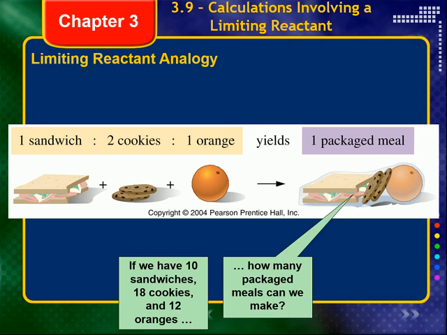No. When we go on to ask this question, how many of these packaged meals can we make, it's actually going to be the cookies. If we have 12 oranges, potentially we could make 12 lunches. If we have 10 sandwiches, we can potentially make 10 lunches. But with 18 cookies, we can only make 9 lunches. So in this example, this setup, this reaction, it's the number that has the most objects, 18 cookies. That is actually our limiting reactant because it's going to get used up before the sandwiches and the oranges.